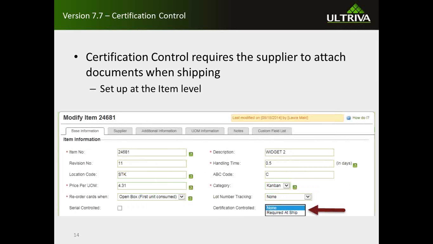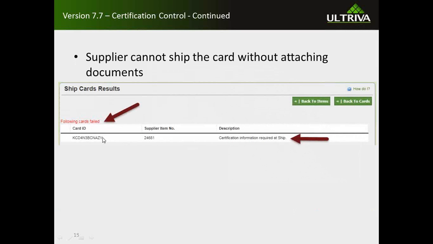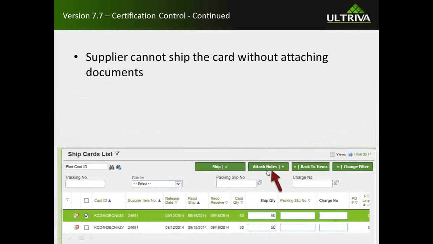You can go into setup, and in the item, modify item, you have the certification controlled drop down, so you can select any parts which have to go through this. Because this is a supplier functionality, you can see that it is required at the ship. So once the supplier tries to ship without entering this document, the system will not allow them to ship it. So they need to attach this document. Also, as usual, every ship screen has add notes, attach notes, so you can attach this document there. So we are enforcing them to attach the document before they ship the goods to your facility.